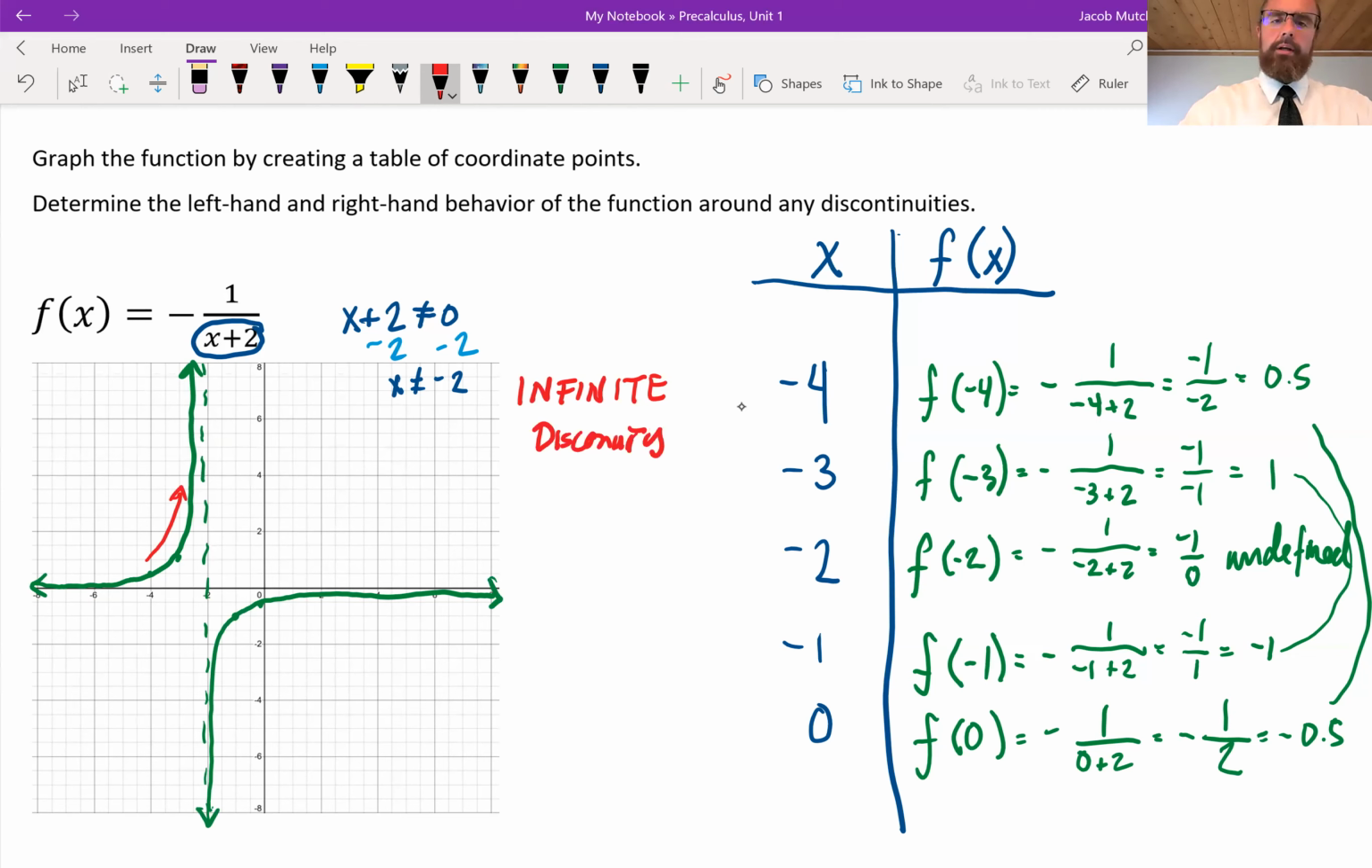I didn't spell that right. Let me erase discontinuity. Discontinuity.